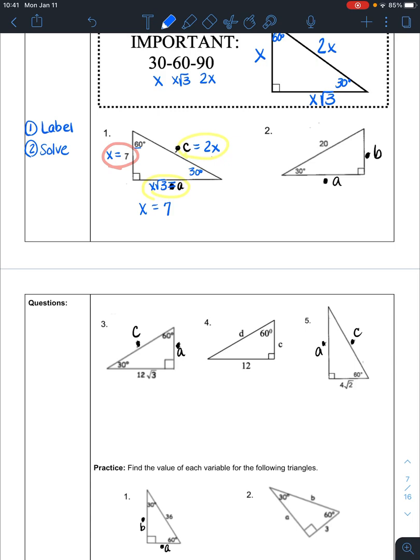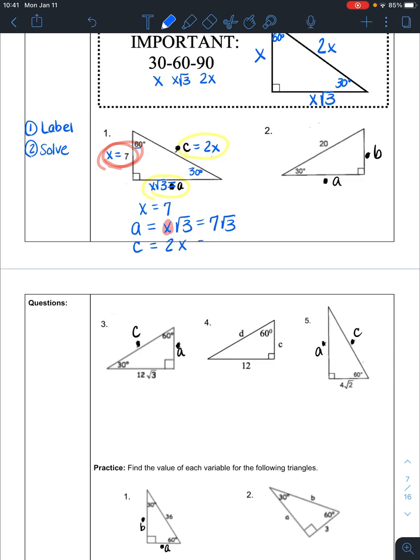Well, if x is equal to 7, let's find a. Well, a is equal to x root 3. Well, we just said that x was 7, so we literally substitute. We erase that x and write a 7. So a has a length of 7 root 3.